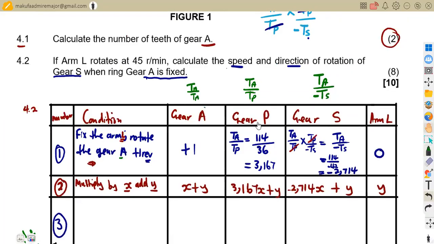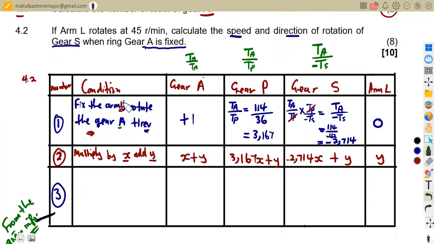What is the question saying? The question is here. This is our question 4.2. Let's read the question. If arm L rotates at, we are given the rotation of arm L being positive. So we have the speed of L in this case, which is at 45 revs per minute. That is what we are given now. We are considering what we are given as a positive. Calculate the speed and direction of rotation of gear S. We are supposed to calculate the speed of gear S, which is the sun gear. We do not know this speed of gear S.